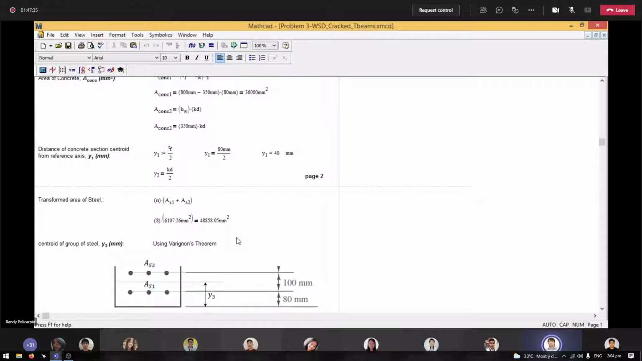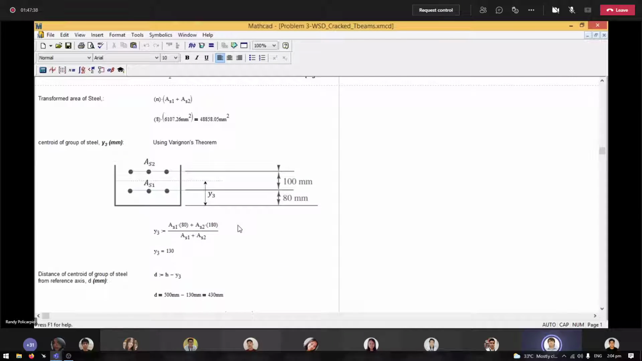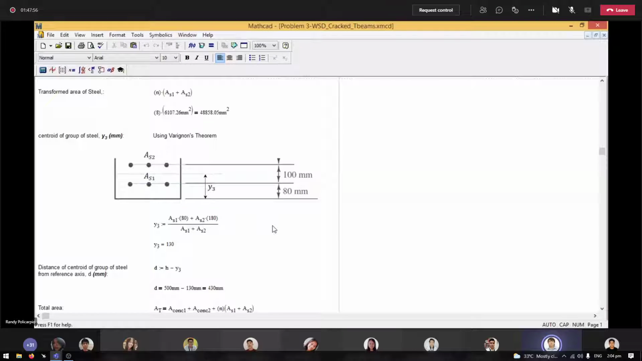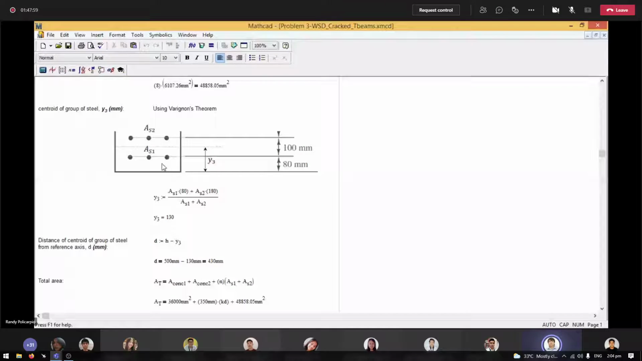Okay. So now, for us to determine the location or the distance of the transformed area of the steel, or the equivalent area of the steel, we need to solve for y3. y3 representing the location of the centroid of the group of bars. So ito yung ating computation. Yung ating unang layer, ang distance niya from the bottom is 80, while itong second layer, ang distance niya from the bottom ay 180.